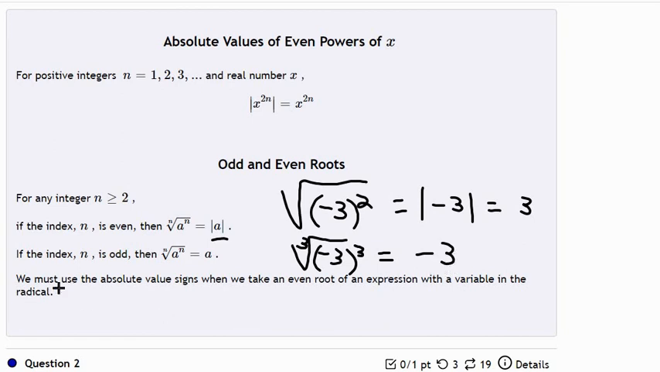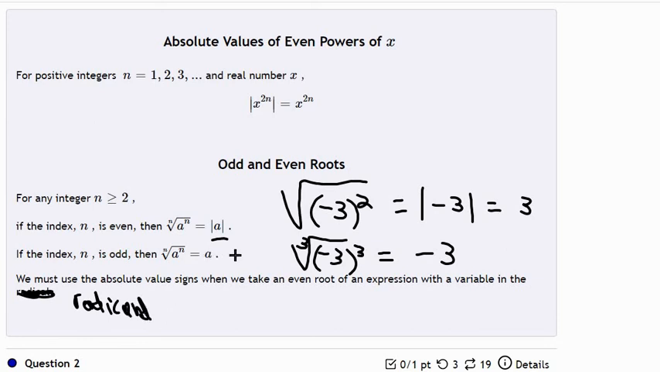All right, so we must use the absolute value sign when we take an even root of an expression with a variable in its radicand. That should say radicand.